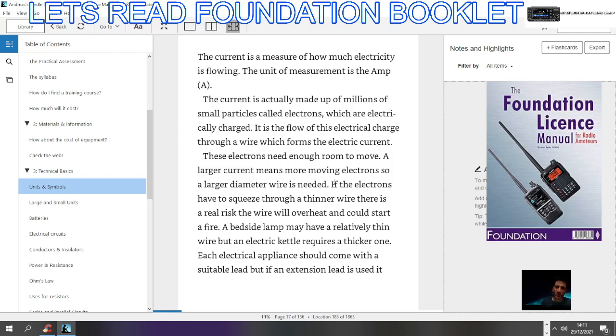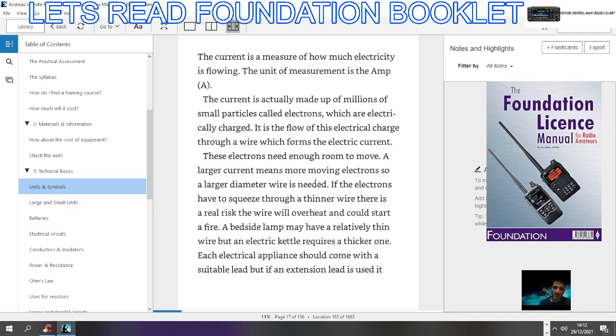The current is actually made up of millions of small particles called electrons, which are electrically charged. It is the flow of this electric charge through a wire which forms the electric current. These electrons need enough room to move. A large current means more moving electrons, so a large diameter wire is needed. If the electrons have to squeeze through a thinner wire, there is a real risk that the wire will overheat and could start a fire.